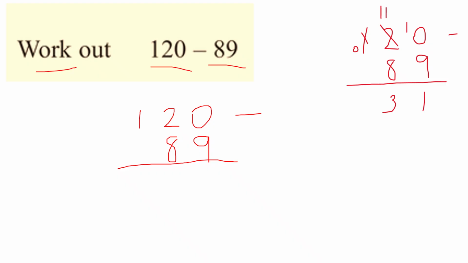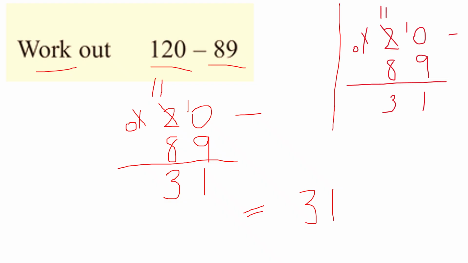0 take away 9, I can't do, so I need to borrow. That becomes a 1, that becomes a 10. 10 take away 9 is 1. 1 take away 8, I can't do, so I need to borrow. That becomes a 0, that becomes an 11. 11 take away 8 is 3. So you're going to have a final answer of 31. Again, take a screenshot if you need to. I've put it up here again so you can see my workings.